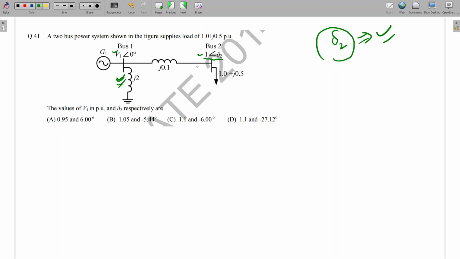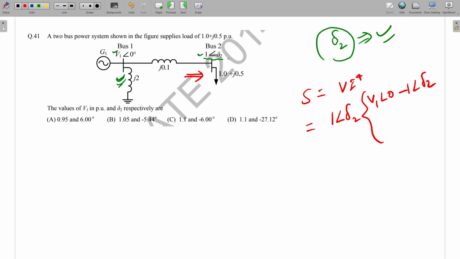Okay. So we can write the S equals VI conjugate equation here. So S will be VI conjugate. What is the V value? V is 1 angle delta 2. And I will be V1 angle 0 minus 1 angle delta 2, divided by j 0.1. Whatever is given, that only we keep here. So take the conjugate of this one. If it goes to the top, it will be 10. So 10 V1 angle, this will be minus 90 at the bottom, so plus 90 at the top.